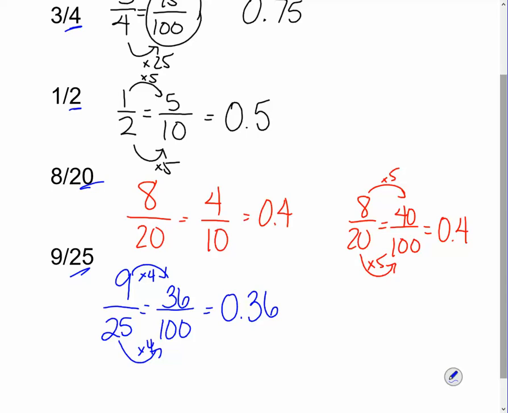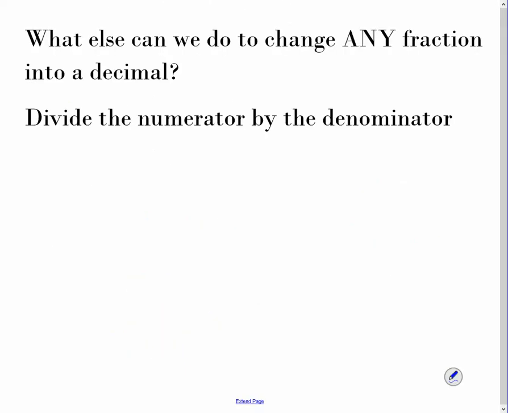But what do we do if we have something that doesn't? For example, if we have a denominator of 3, that's not going to scale up to a power of 10. Or what if we have a denominator of 9? That's not going to work for us as well. So we need to take a look at a different method that we talked about extensively. What else can we do to change any fraction? It will work with absolutely any fraction. And we want to turn that into a decimal.